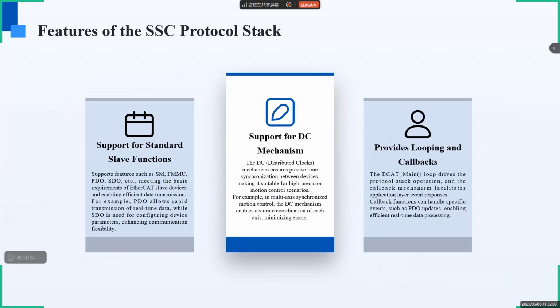The SSC protocol stack supports distributed clocks. Distributed clocks can ensure high time synchronization accuracy between devices, making them suitable for high-precision motion control. For example, in multi-axis synchronous motion control, a distributed clock can precisely coordinate the movements of all axes with minimal error.